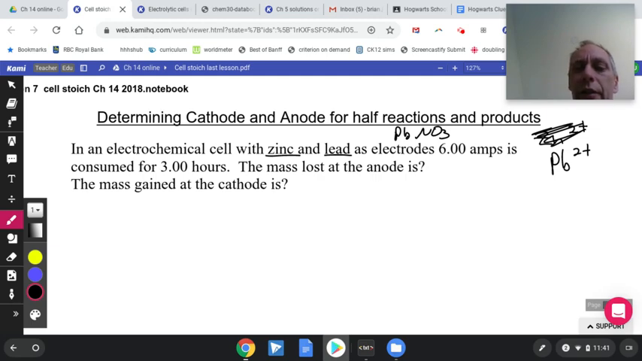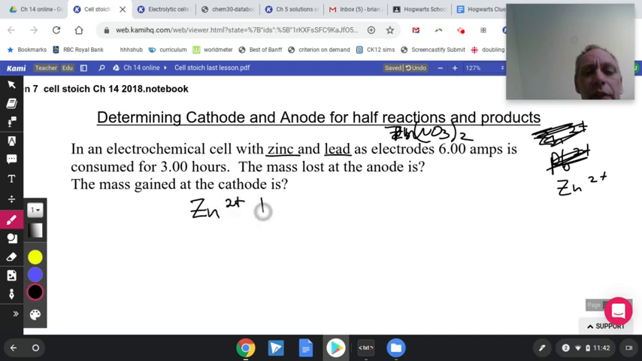Zinc nitrate, which gives us zinc 2 plus. Now we have an electrolytic cell. So zinc 2 plus will be our strongest oxidizing agent, gaining 2 electrons to make zinc. And lead, did I get that right from memory? Lead solid, yes, goes to lead 2 plus and 2 electrons.